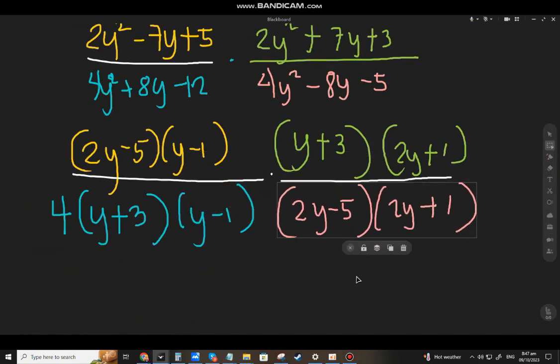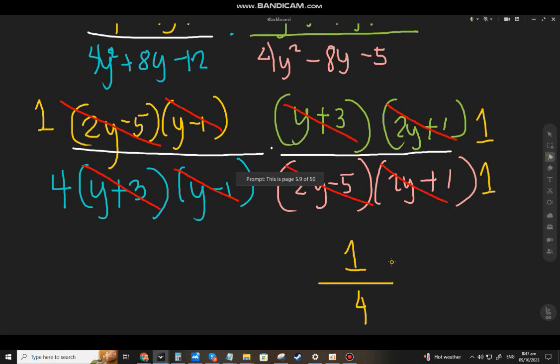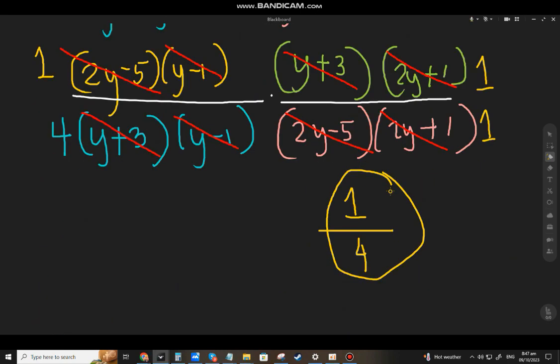It's a very long solution, but now we could cancel the terms diagonally: y minus 5, y minus 1 up and down diagonally, y plus 3, this one, 2y plus 1. So remember, if all the terms are canceled on either the numerator or denominator, there will always be a 1 there and here. So 1 times 1, that will be 1. And 4 times 1, that will be 4. So in this question, the answer is just 1/4.